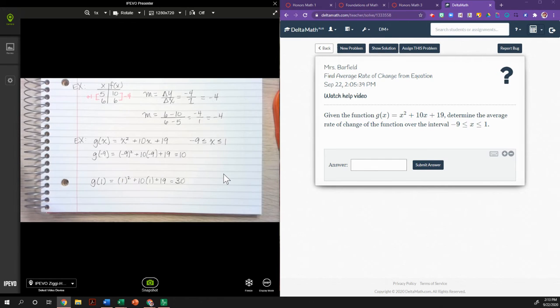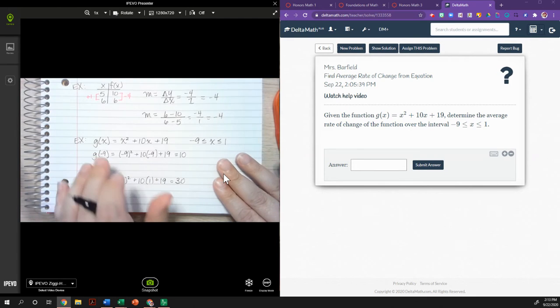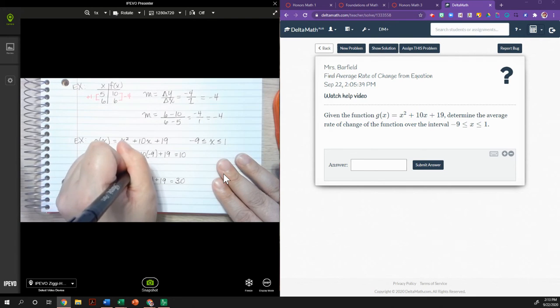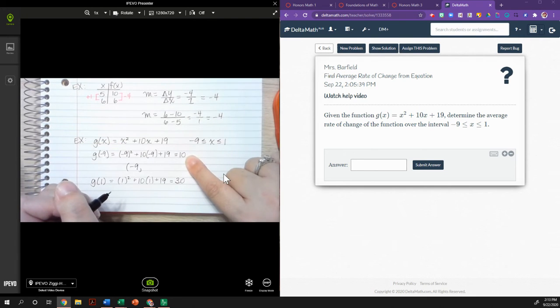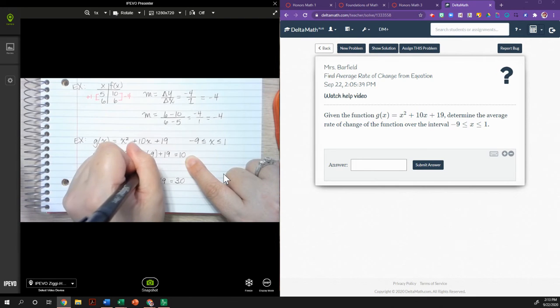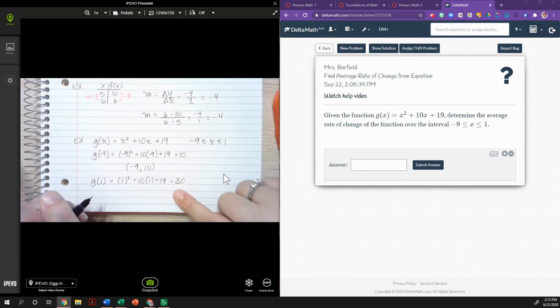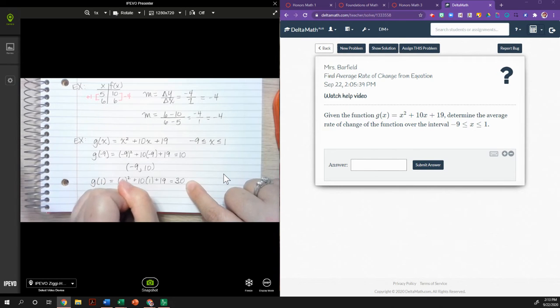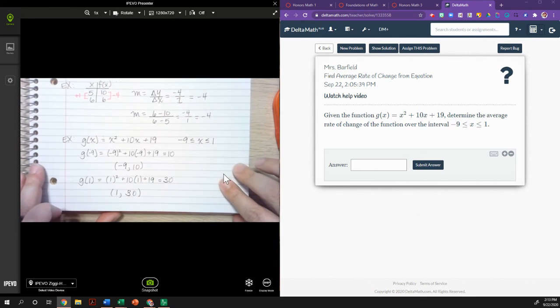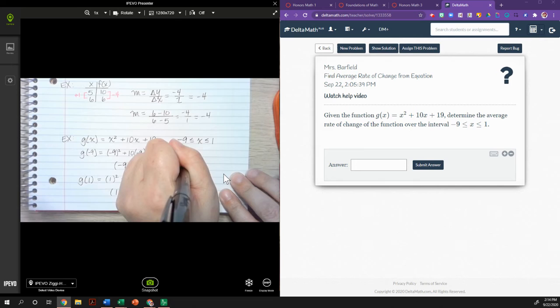So why have I done that? Now what I have is 2 points, and it may not look like it, but g of -9, that's my x value, -9, and the answer that I just got is my y value, 10. Same thing here, my x value is 1, and the answer that I just got is my y value, which is 30. So now I'm going to use these 2 points and calculate the slope.